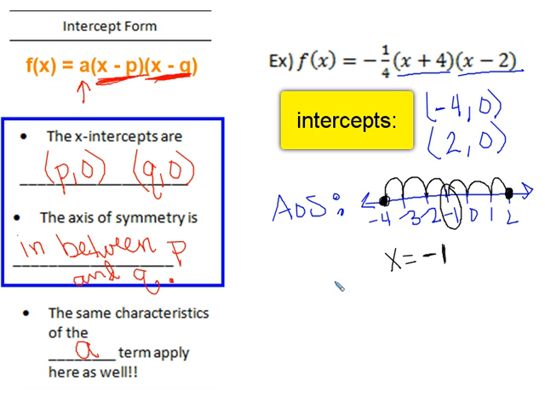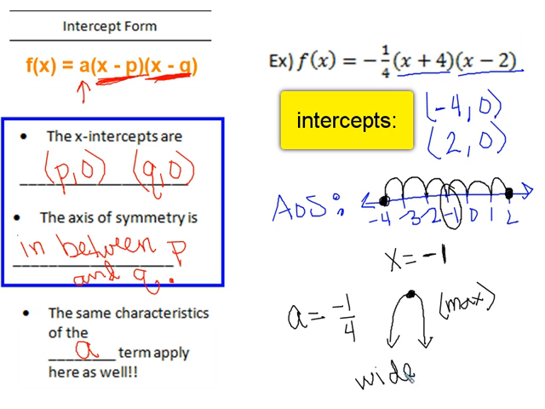Maybe we'll take a look at the a value. In this case our a value is negative 1/4. Remember, it's the number directly out front. So according to this, since it's negative, our parabola is going to open down, which means this would be my vertex, and in this case it is a max because it's a high point. Now also, negative 1/4 itself is smaller than 1, so this time our graph is going to be wide. Remember those same a values we talked about before.